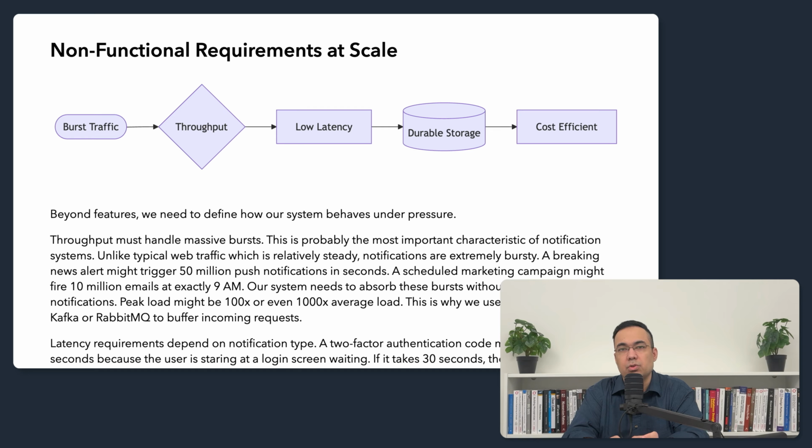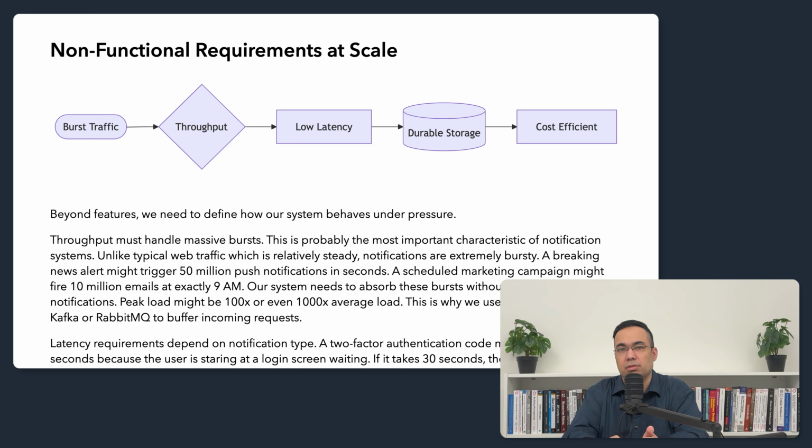Reliability means we don't lose notifications, so once a system accepts a notification request, it must eventually attempt delivery. This requires durable storage before acknowledgement. If a server crashes mid-processing, we shouldn't lose the notifications it was handling. Kafka provides this durability by persisting messages. We aim for at-least-once delivery, meaning we may occasionally send duplicates, but we'll never silently drop messages.